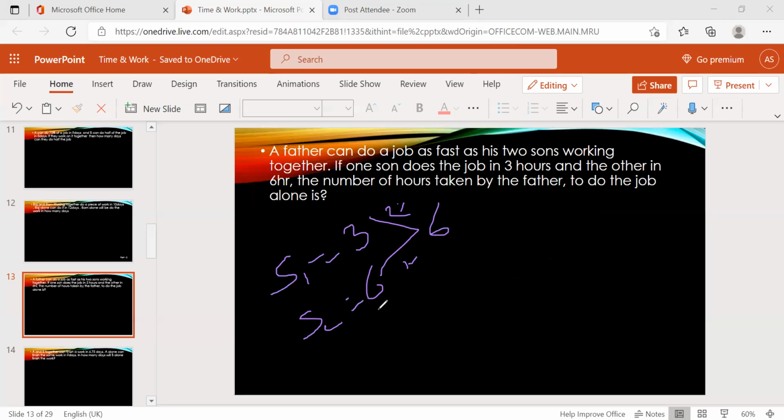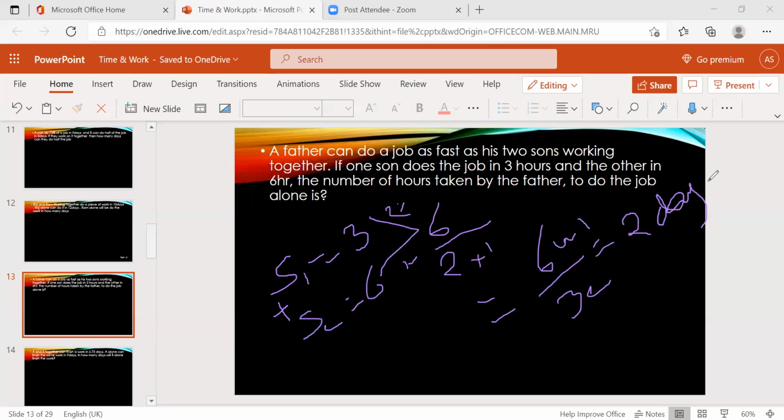Now also, together means plus. So total units is 6, and efficiency of son 1 and son 2 is 2 plus 1, nothing but totally 3. Otherwise, just take 2 plus 1. It's nothing but 6 by 3. It's nothing but 2. Total units by efficiency. Efficiency, 2 days. Right?